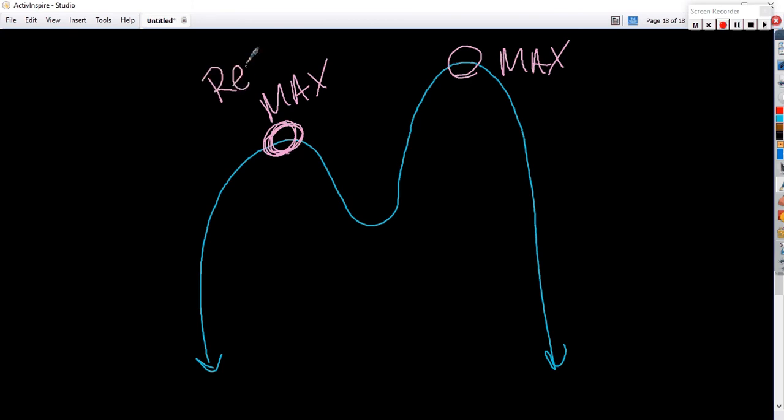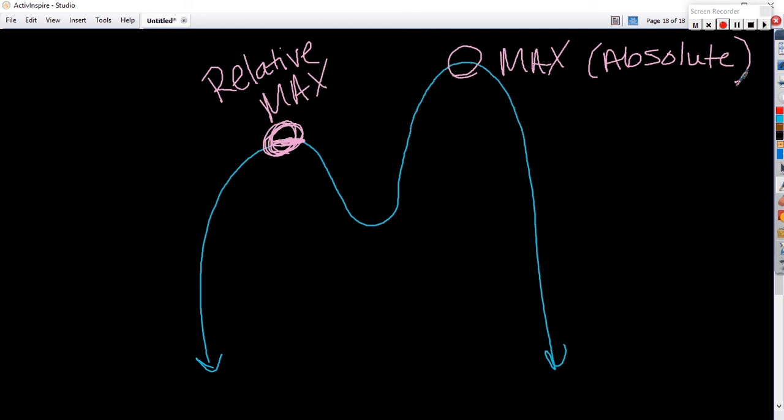Relative. It's relative because although this is a high point on the graph, there is some place on the graph that goes up higher. So the other one is what? Absolute. Because there is absolutely no other point any higher on the graph than that one. Does that make sense? Easy concept?